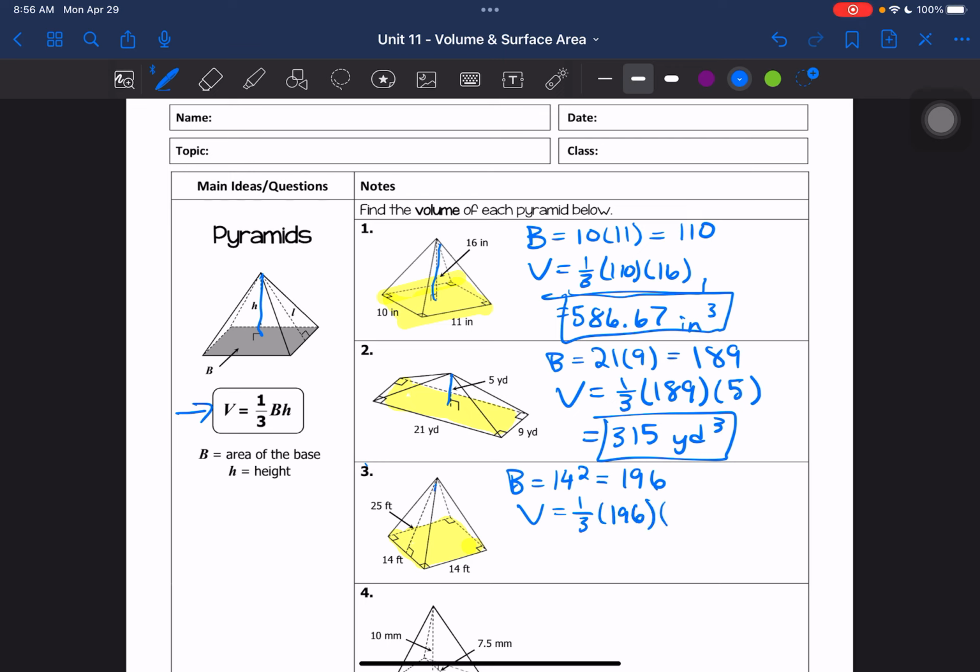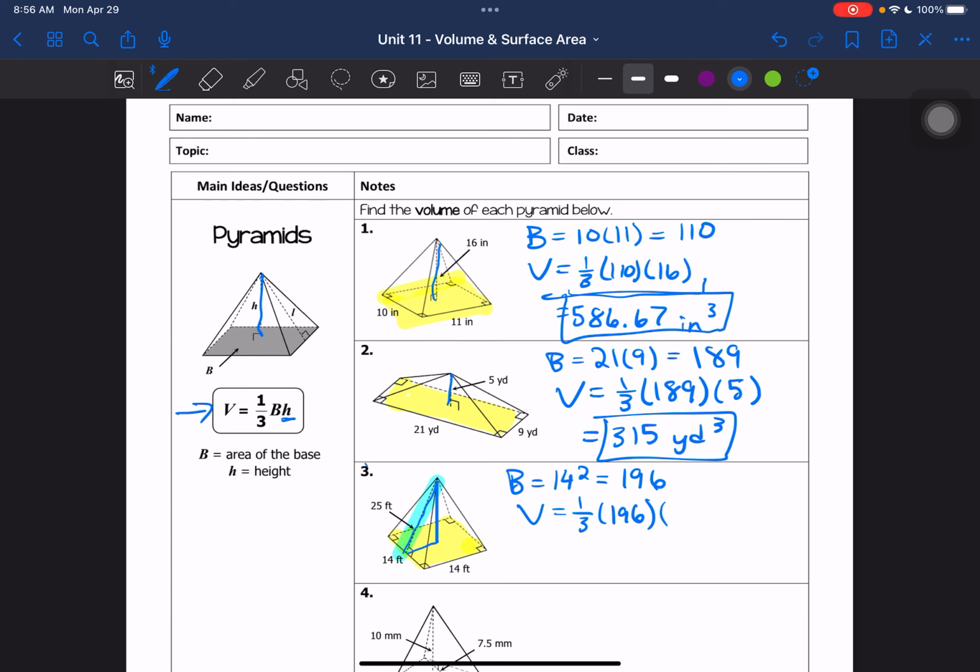The issue is that this 25 is not the regular height that we've talked about going through the center. Instead, it would be considered the slant height because it's on the side of the pyramid and it has a little slant to it, which means that that's not the one that we want to use. We want to draw in some sort of line that goes from the tip all the way to the center. And because it's not given to us, we need to go about finding it using something that we know.